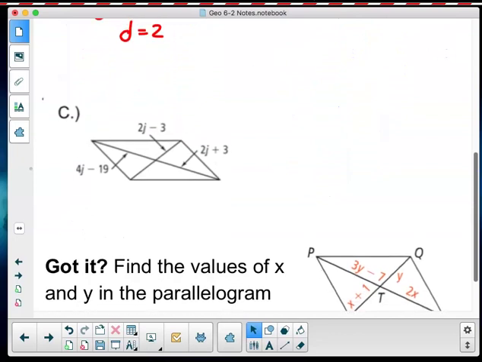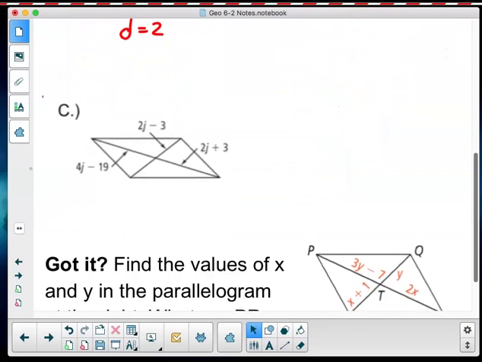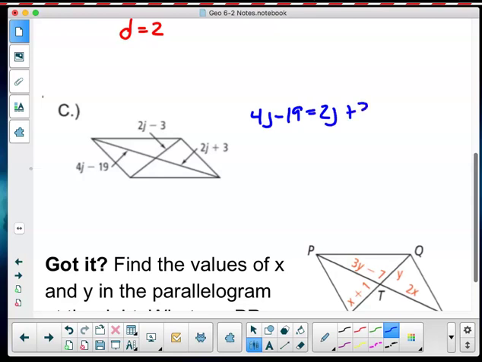Your turn. Go ahead. Okay, remember you're supposed to turn me off. Okay, the relationship 4j minus 19 is equal to 2j plus 3. I subtract 2j from 4j and I get 2j minus 19 is equal to 3. I add 19, I get 2j is equal to 22, and j is 11.